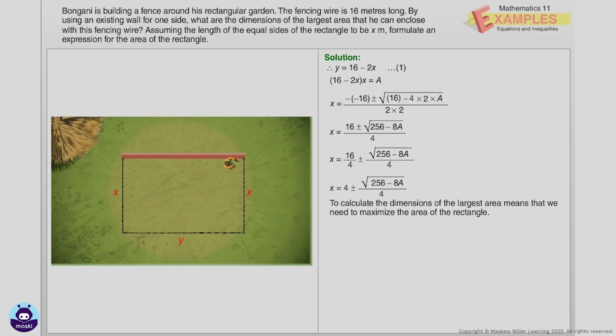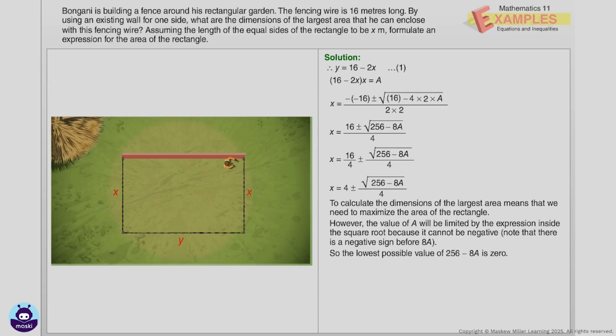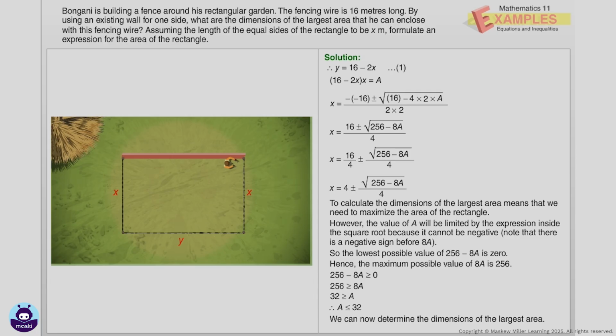the rectangle. However, the value of A will be limited by the expression inside the square root, because it cannot be negative. Note that there is a negative sign before 8A, so the lowest possible value of 256 minus 8A is 0. Hence the maximum possible value of 8A is 256. Therefore, A is less than or equal to 32. We can now determine the dimensions of the largest area.